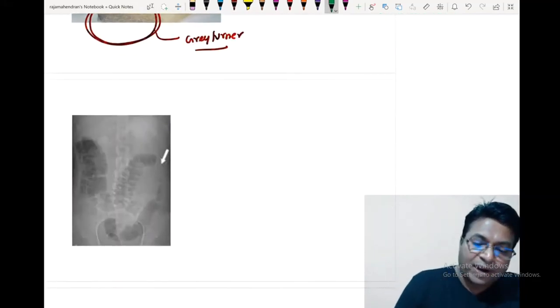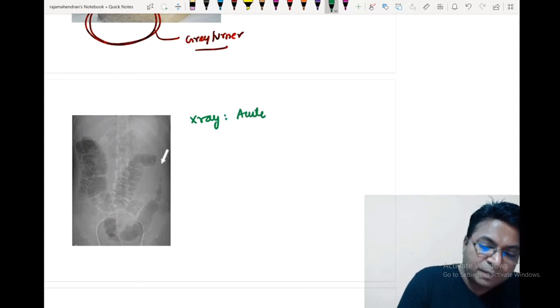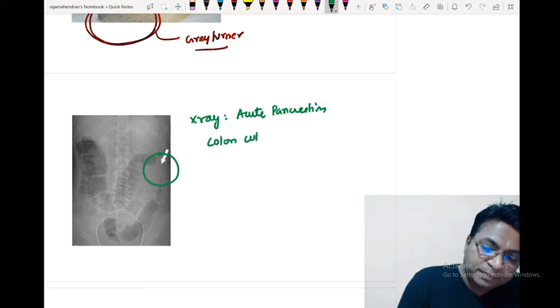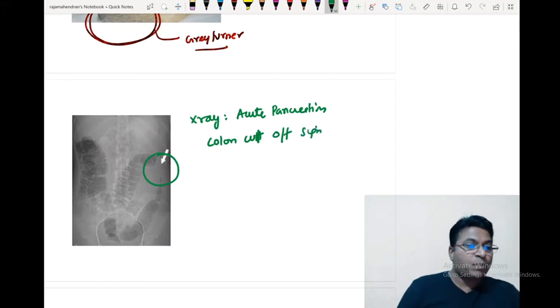So this is a classical finding seen in the X-ray of a patient with acute pancreatitis. What is it? The X-ray of an acute pancreatitis patient is showing you one sign. This sign is known as the colon cutoff sign. So colon cutoff sign is a finding in acute pancreatitis. Very good.